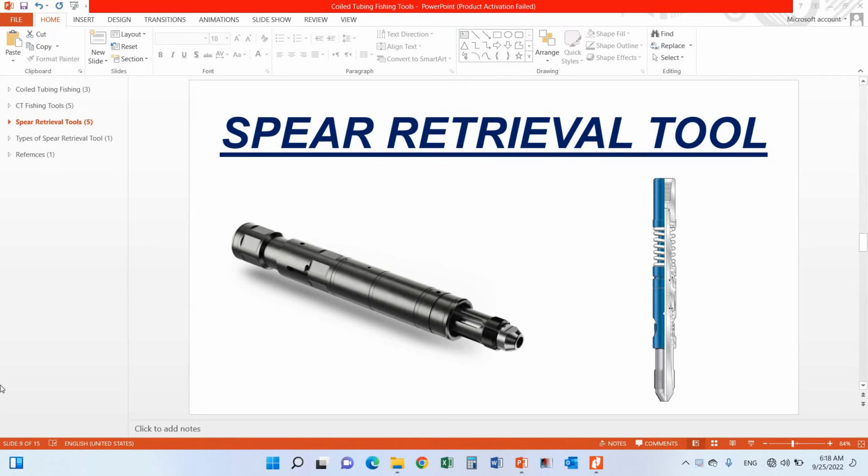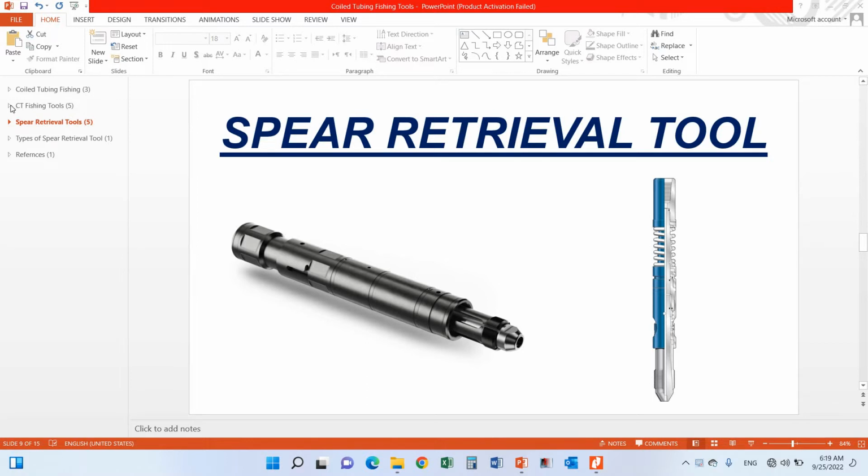Here in this video tutorial we will discuss the spear retrieval tool. But before we start our discussion about the spear retrieval tool, let's organize our discussion. We are basically discussing coil tubing fishing tools. In our discussion about coil tubing fishing tools, we have discussed what coil tubing fishing is and how many types of coil tubing fishing tools there are.